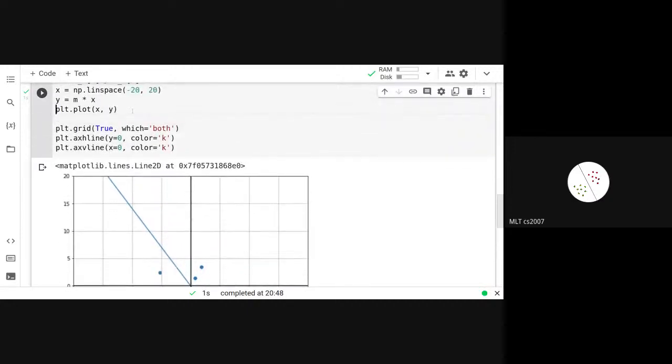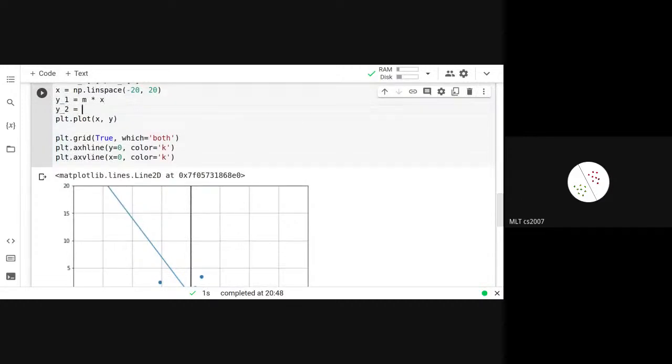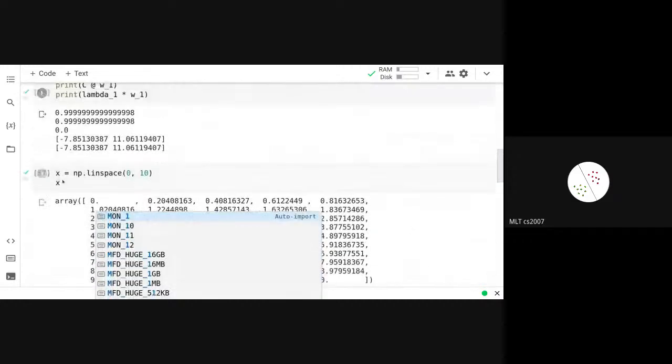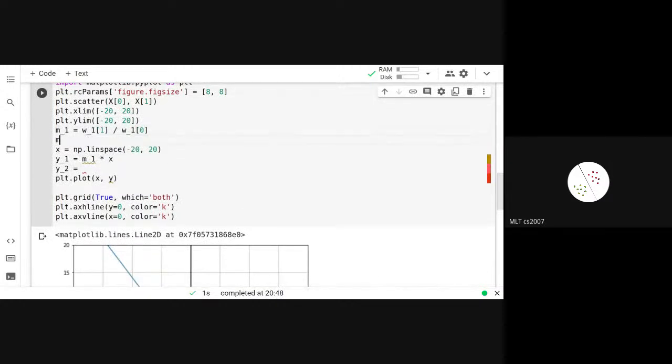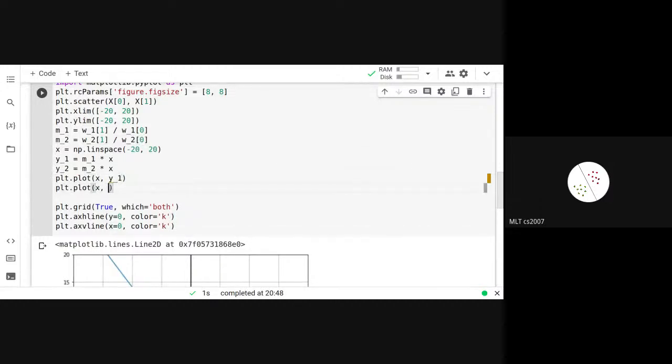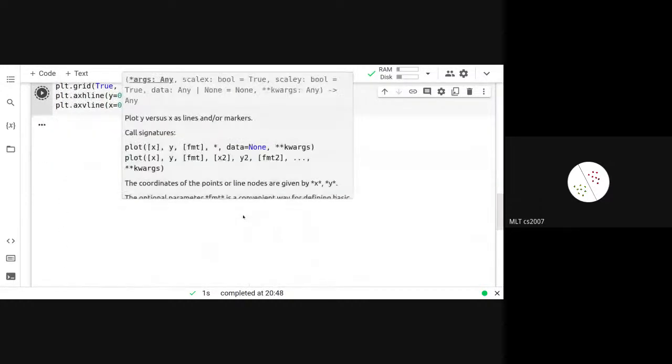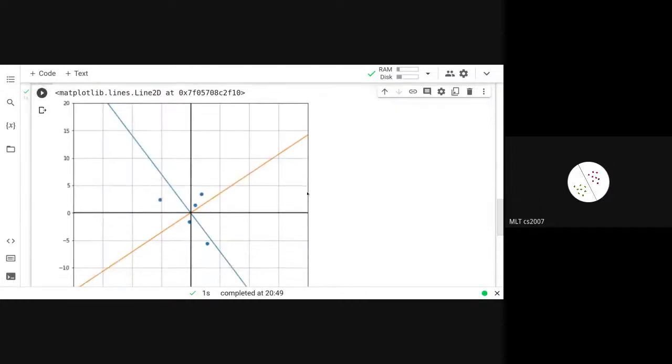Now let's also, for completeness, draw the second principal component. Let's call this M1, and we have to compute M2. M2 will be what? Tell me what will be the formula of M2? W21 divided by W20. So that is M2 times x. I'm plotting the first principal component and the second principal component. Okay, so notice that they are orthogonal, right? This is the direction along which variance is maximum, and this is the second principal component and second direction. Okay.